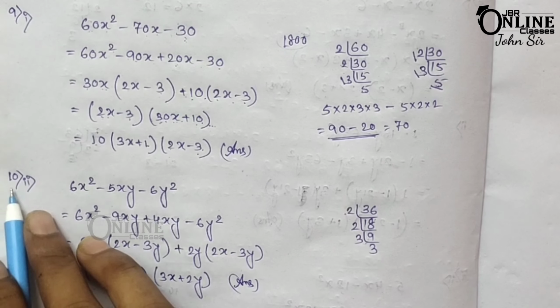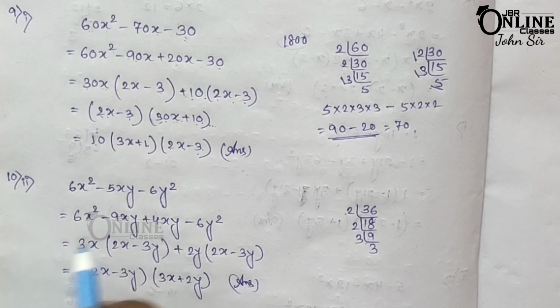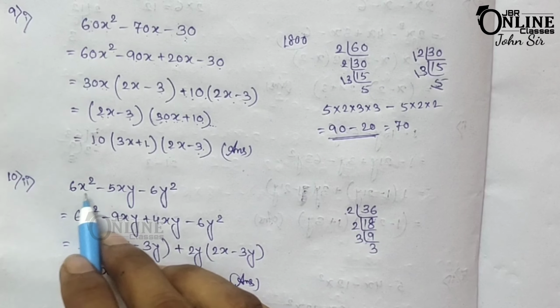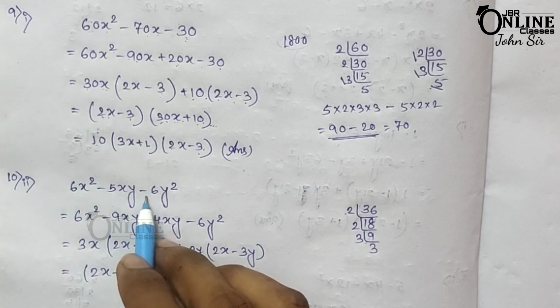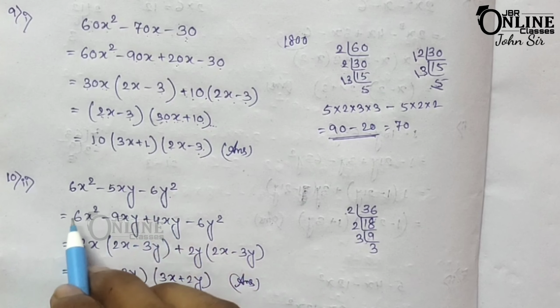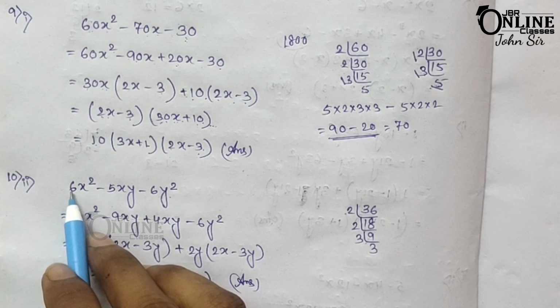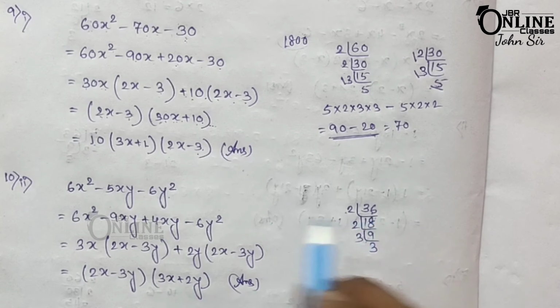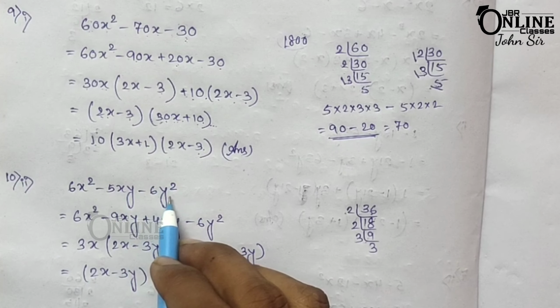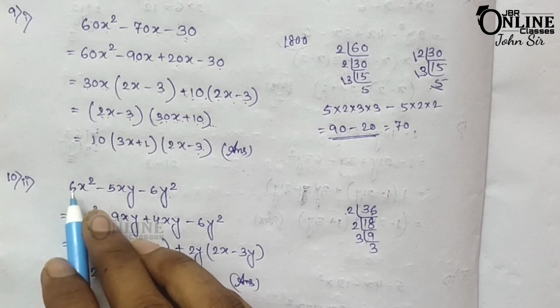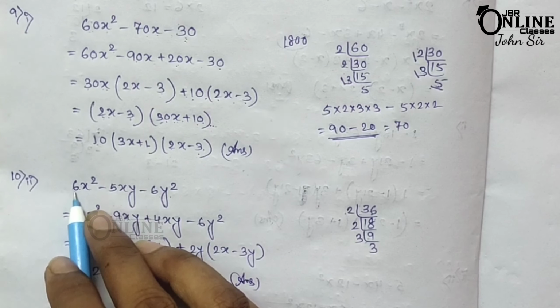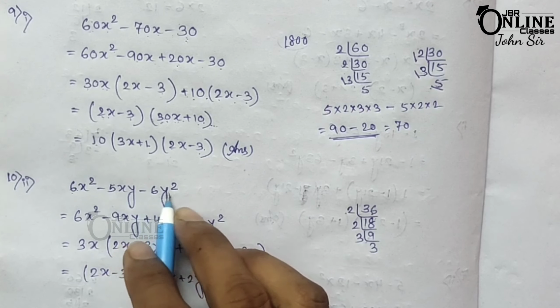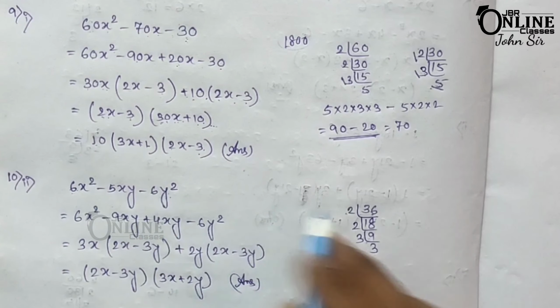Now sum number 10(2). Here the given problem is 6x square minus 5x minus 6y square. First you have to multiply 6 into 6, it becomes 36. As there is no constant term, we just take the coefficient of x square with the coefficient of y square. So 6 into 6 is 36.